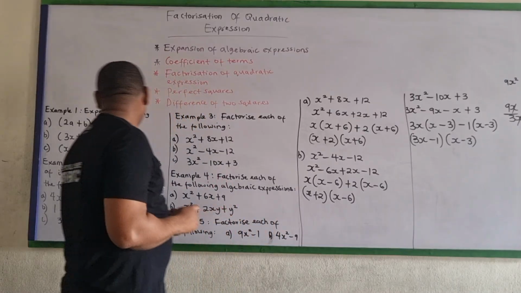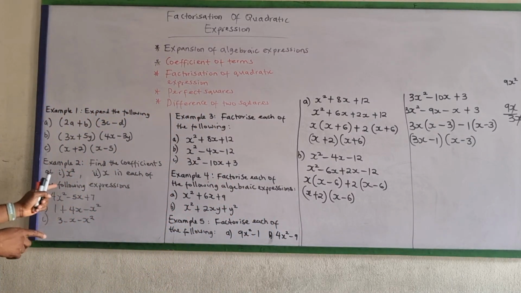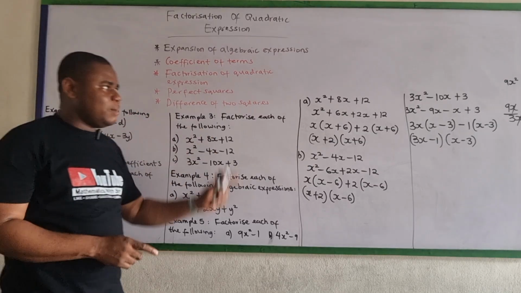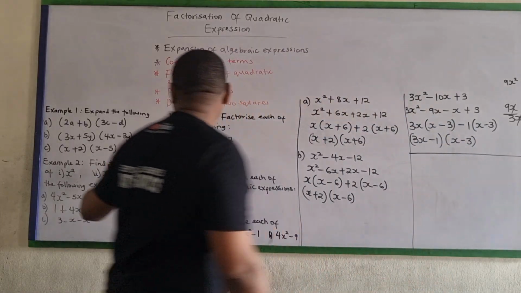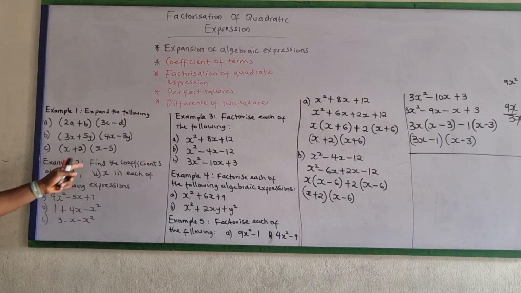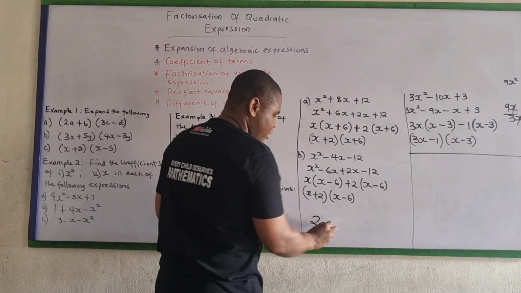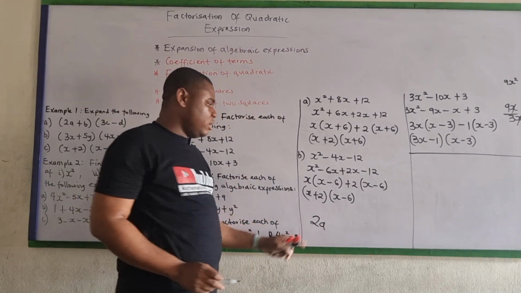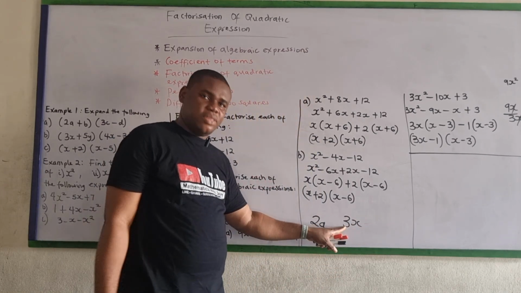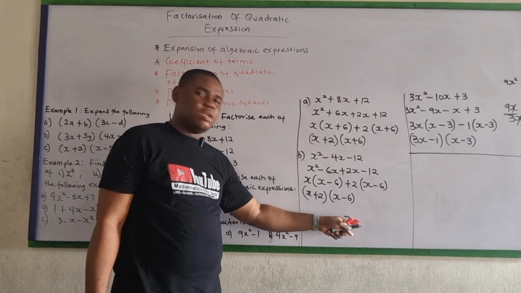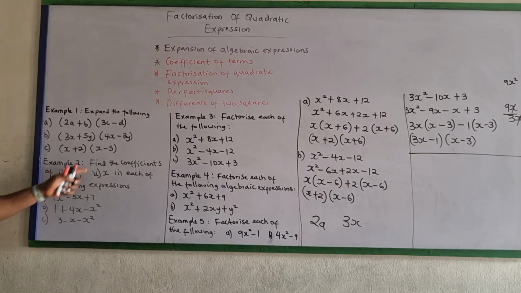Alright, please don't forget that, I just discovered that I skipped from example 2 to example 3. So please, let's look at that. For example 2, find the coefficient of x squared and x. Now, when you're looking at coefficients, for instance, if I have 2a, the coefficient of the a is the 2. If I have 3x, the coefficient of the x is the 3. So the number in front of the unknown is the coefficient.